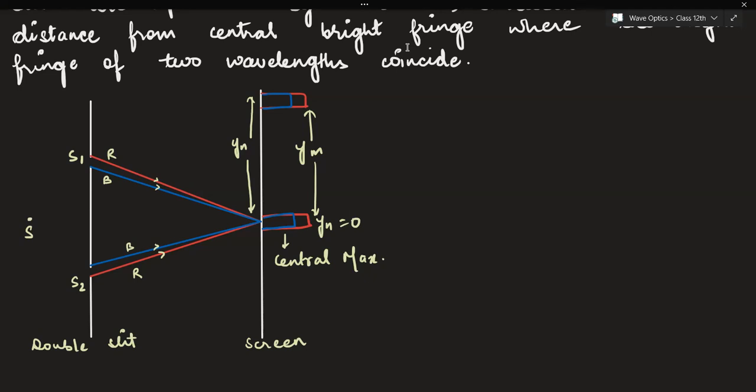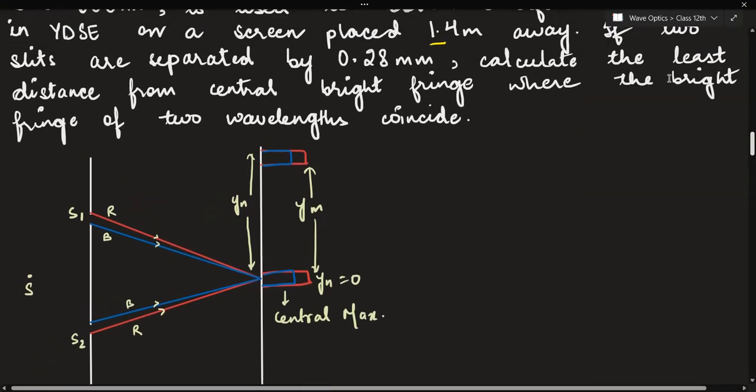Now, it can happen that a bright and a dark have coincided. It can happen that both the darks have coincided. It can happen that both the brights have coincided. So which condition will we choose? The question says calculate the least distance from the central bright fringe where the bright fringes of the two wavelengths coincide. So let's say for the 800 nanometer, the separation is yn, and for the red one, the 600 nanometer, the separation is ym.